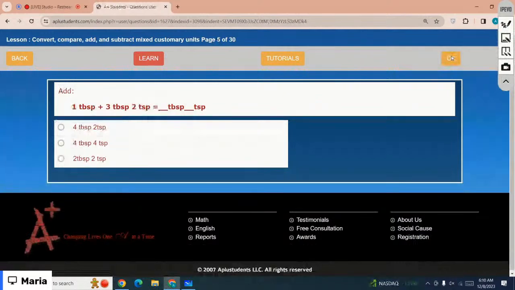Okay, the next one is you have to add 1 tablespoon plus 3 tablespoons, 2 teaspoons. So which is the correct option?